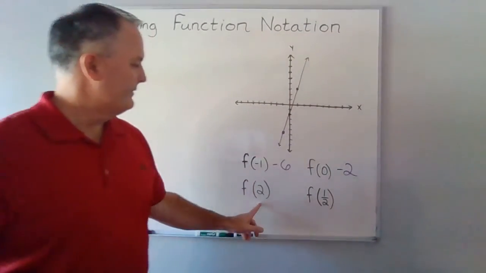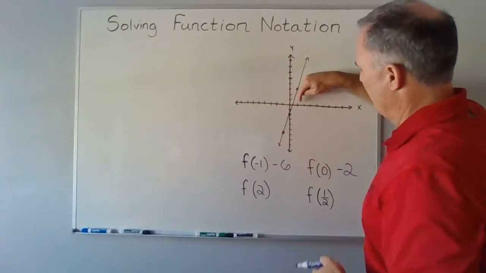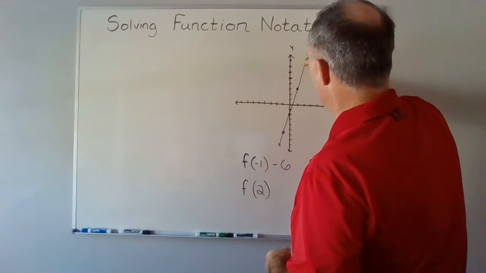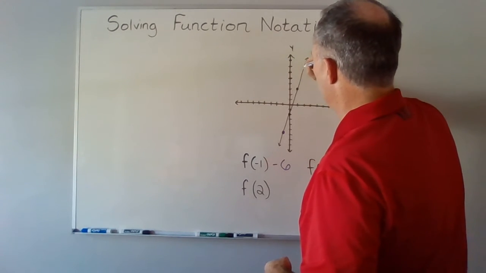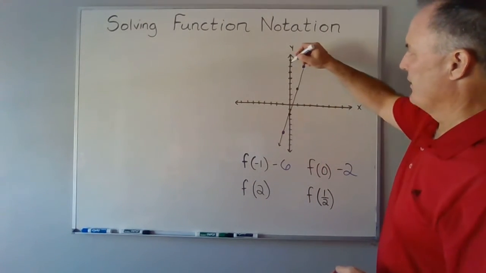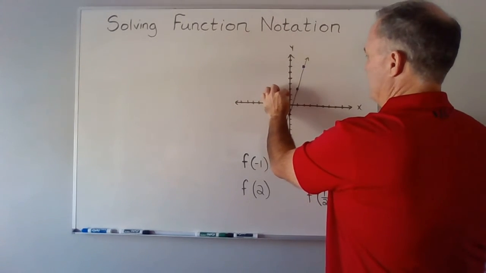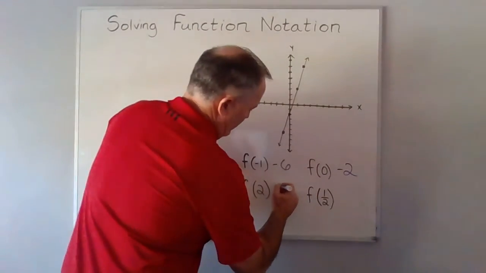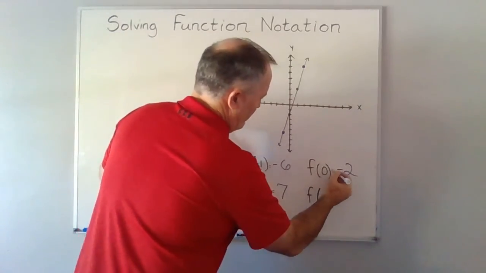Now f of 2. So 2 on the x-axis. 1, 2. Go up to where my line would be. It should be right about here. That's about where 2 is. So what would that be on the corresponding y-axis? By going over, it'd be 1, 2, 3, 4, 5, 6, 7. So it would be 7. Put a little equal sign in there.